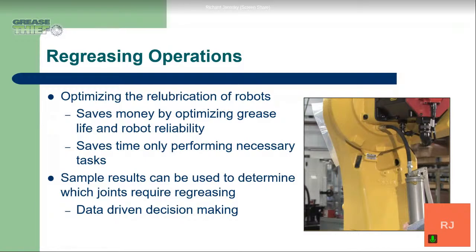The sample can also be used to determine which joints may require regreasing. So instead of having to re-grease all 6 joints, we would collect our grease samples, and the data might show us that just the one joint that's the most heavily loaded and is doing the most work is going to require the attention. Instead of doing all 6 joints, we're able to pick the one joint that needs the maintenance, perform that, and then allow it to continue, saving time and grease in the maintenance operation.